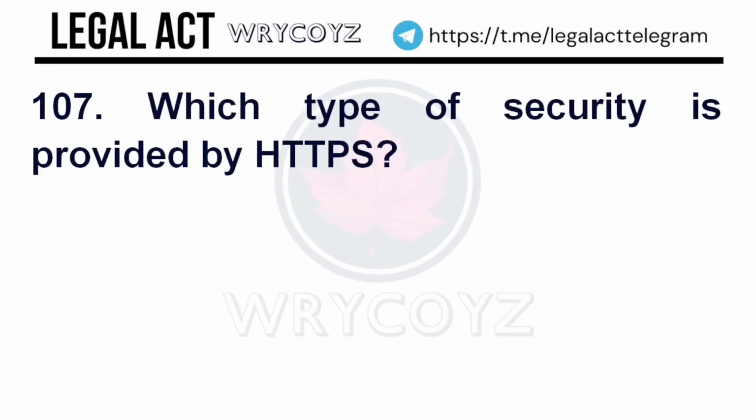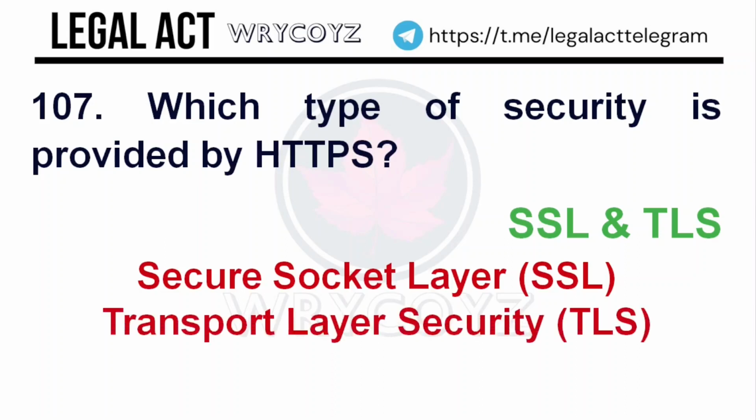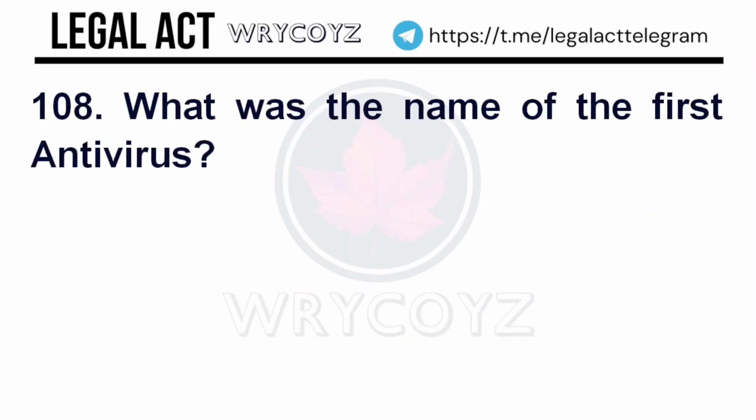107. Which type of security is provided by HTTPS? Answer is SSL and TLS. Secure Socket Layer is SSL and Transport Layer Security is TLS. 108. What was the name of the first antivirus? The answer is Reaper.